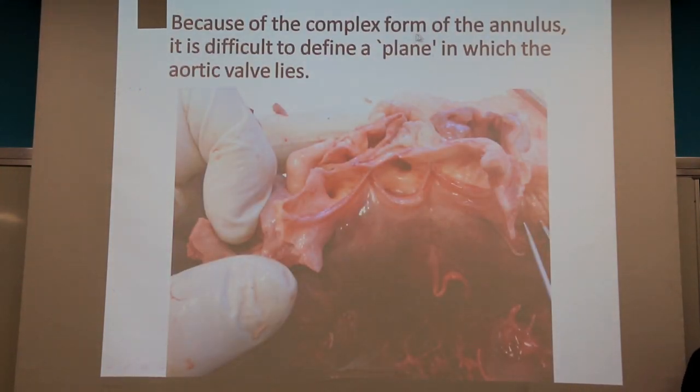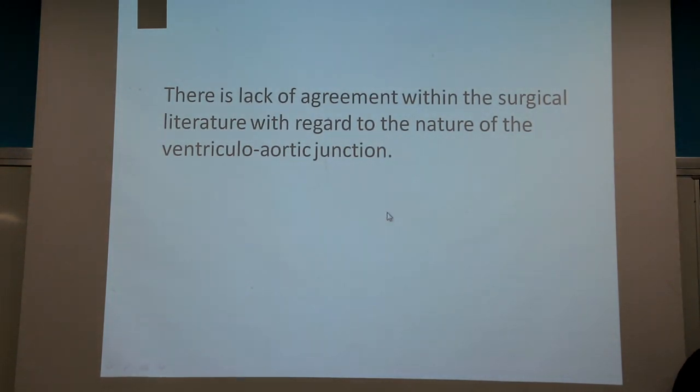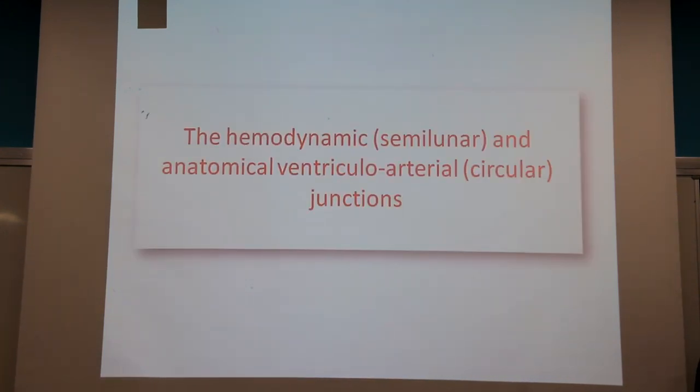Because of the complex form of the annulus, it is difficult to define a plane in which the aortic valve lies. Here is the leaflet, here is the sinus of Valsalva, coronary ostia, here is the left ventricle. There is a lack of agreement within the surgical literature with regard to the nature of the ventricular aortic junction, the junction between the aorta and the ventricle. We have the hemodynamic and the anatomical ventricular arterial junction. The hemodynamic is semilunar, and the anatomical is circular.